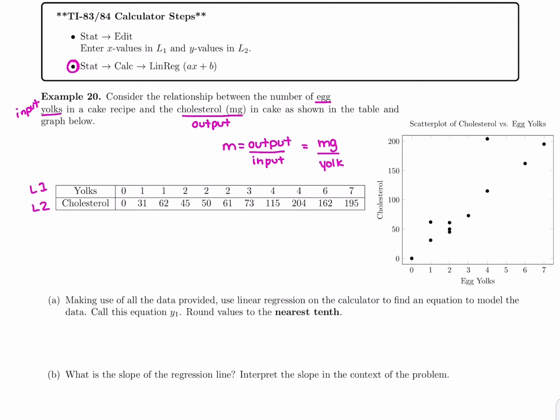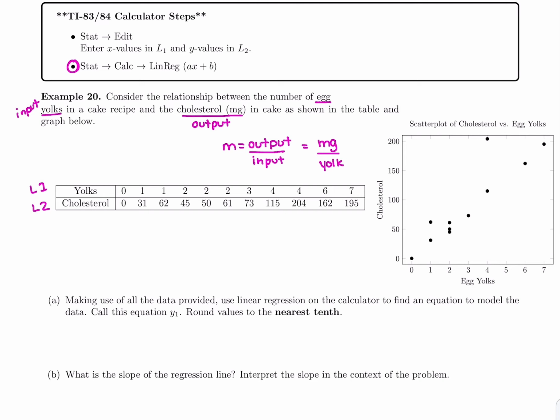I'm going to make sure it has L1, L2 in there as my list. If not, I'm going to hit second 1, and that's going to put in L1 as my X list. Second 2 is going to give me L2 as my Y list, and then I'm going to hit enter. And it's going to give me my linear regression.